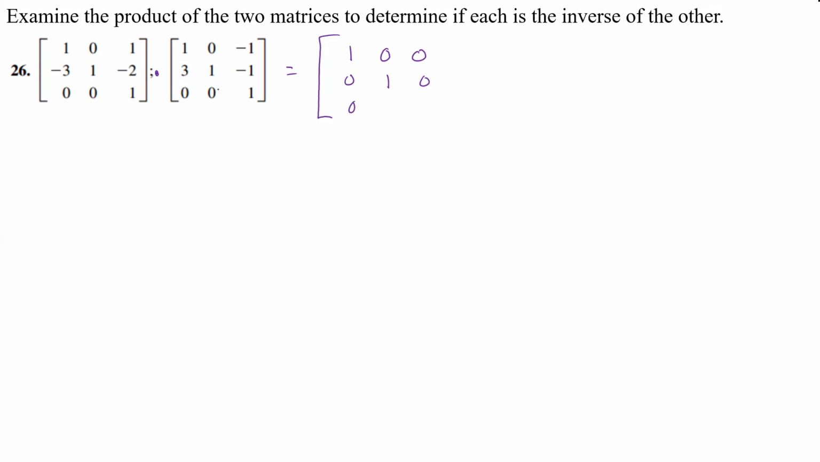Then we'll have 0, 0, 0. And we'll have 0, 0, 1. Well, that is the identity. So yes, they are inverses.